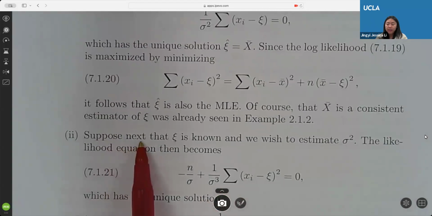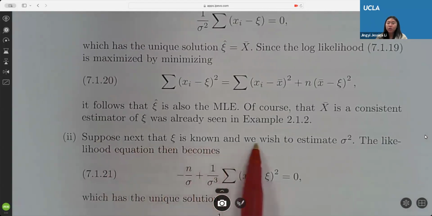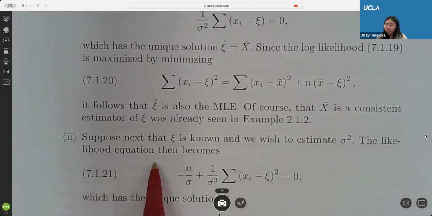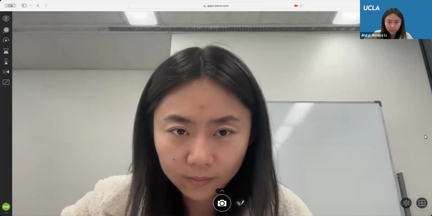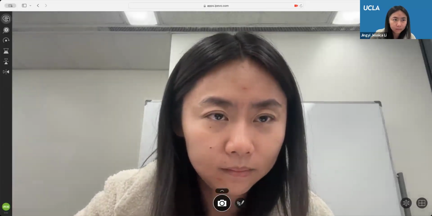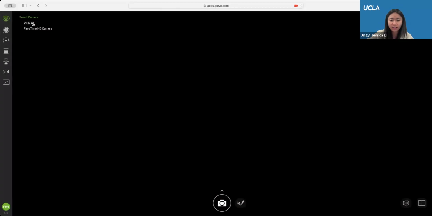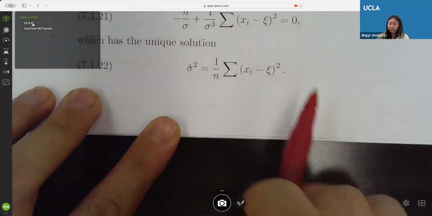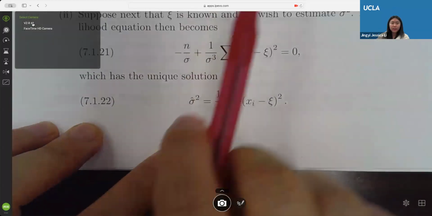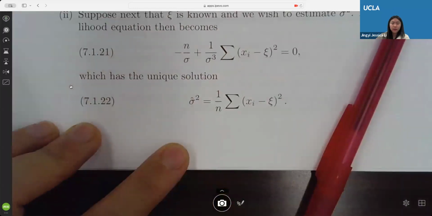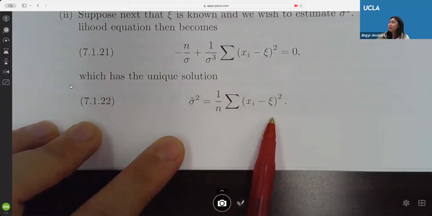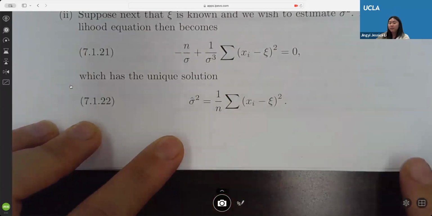Second case, suppose next that psi is known and we wish to estimate sigma squared, the normal variance. The likelihood equation then becomes this, and setting this to 0 has the unique solution, which is what we have here. So 1 over n, the variance formula.